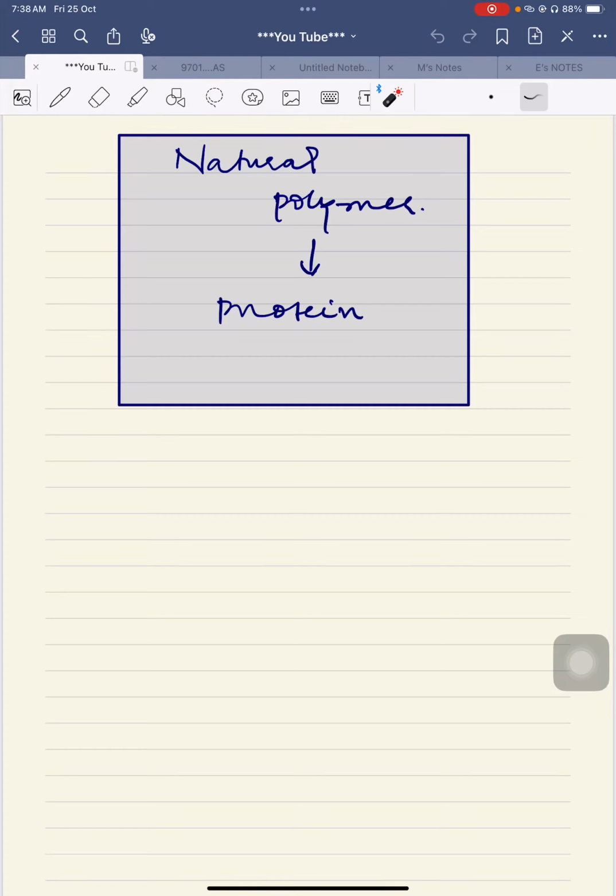Hey guys, welcome back to the continuation of organic chemistry, section B. We were dealing with polymerization, and this is a topic in which we are going to study natural polymers. Here is the one which is called protein, as a part of your syllabus.